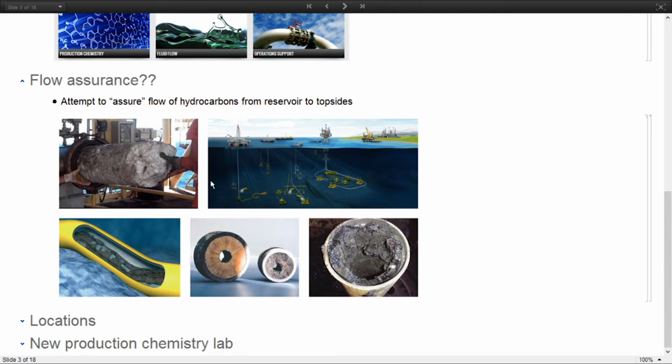This is an example of an oil that's got a lot of paraffin content in it, and that paraffin, when it's exposed to a cold pipeline, can deposit on the inner wall of the pipe.